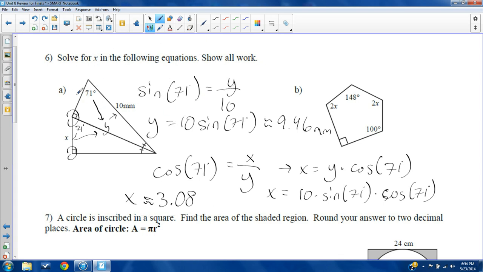So I didn't want you to think you can just take the cosine of 71 and this is also x. They're not the same thing. You have to work at it. It's a two-step process, really. So x is 3.08 in that problem.